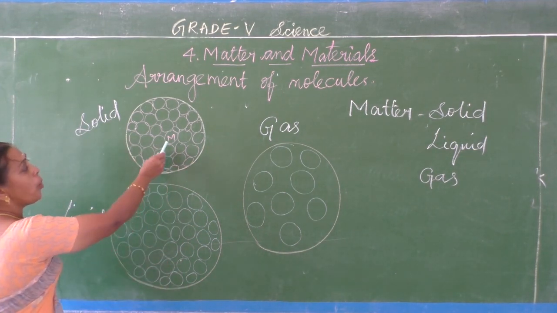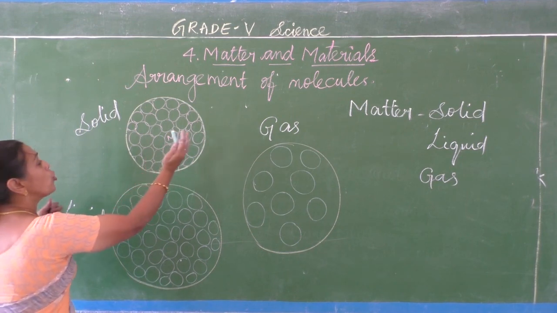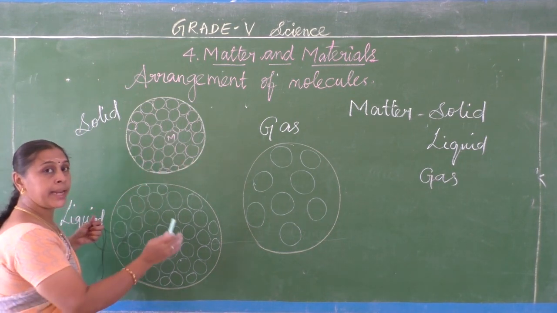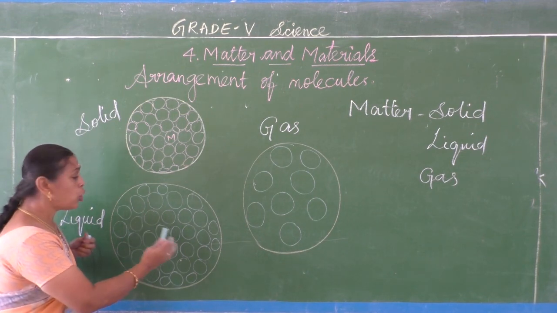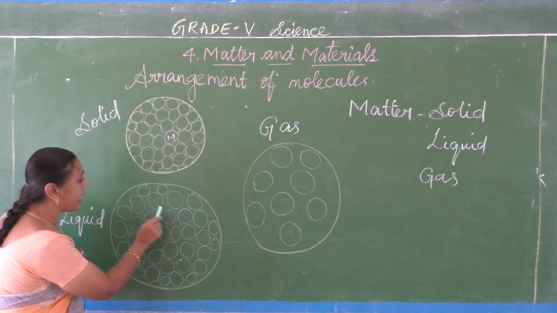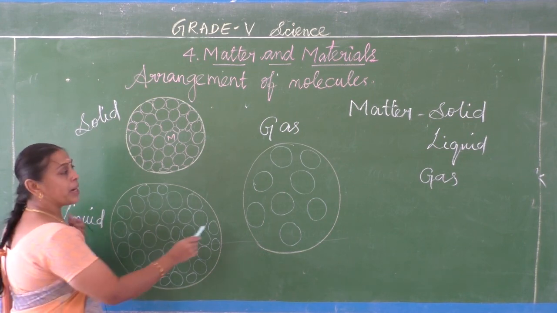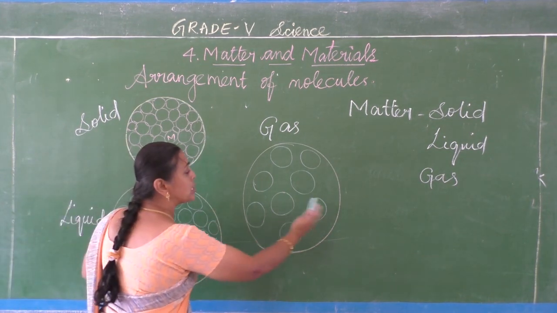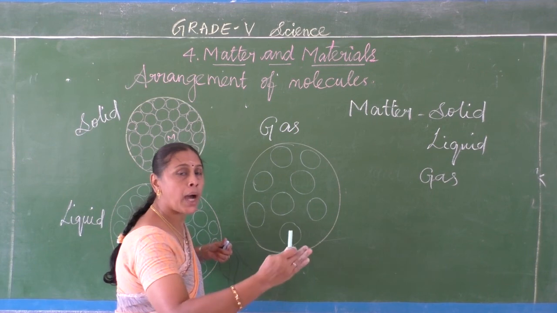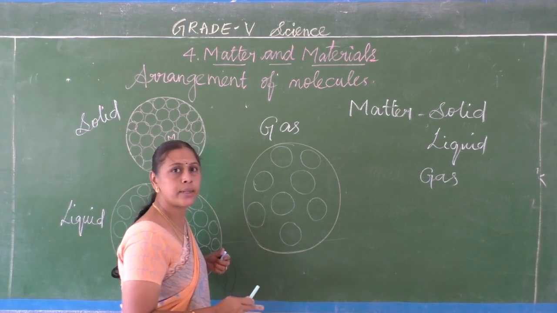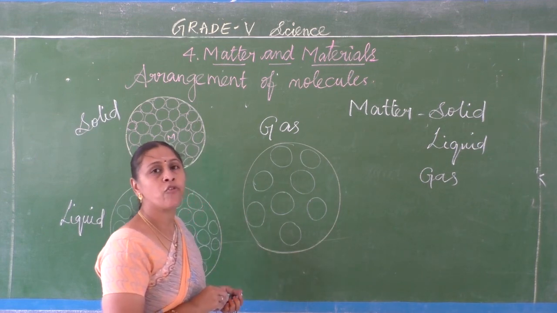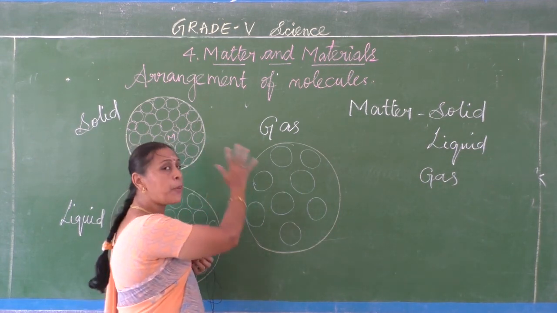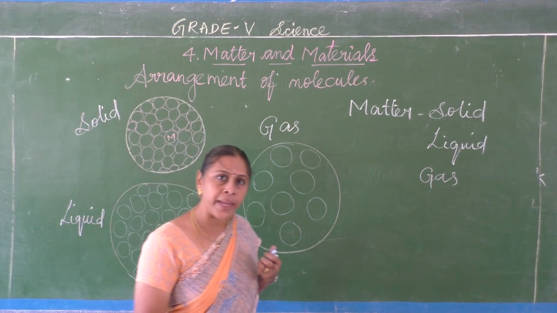In solid, molecules are closely packed without any gap. But here in liquid, the molecules are loosely packed. You can see the gaps in between. But in gas, the molecules are far apart. So, based on the arrangement of molecules, the properties of the matter will be decided.